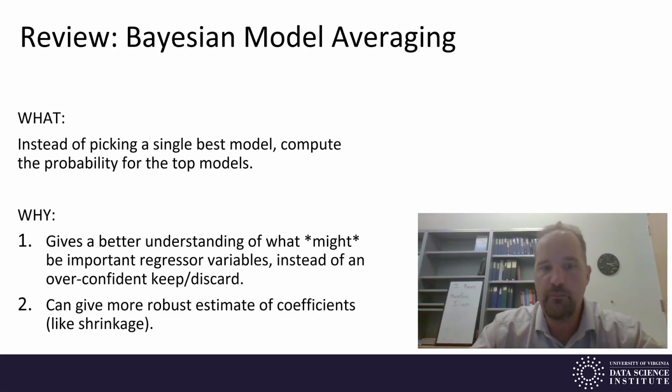It also can give us a more robust estimate of coefficients, and we can think of that as similar to shrinkage. The coefficients that only come up in linear mixture models that have a low probability wind up with coefficients that are decreased because we weight the averages with those probabilities.